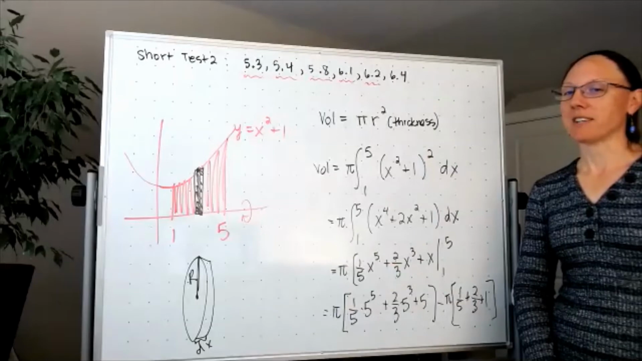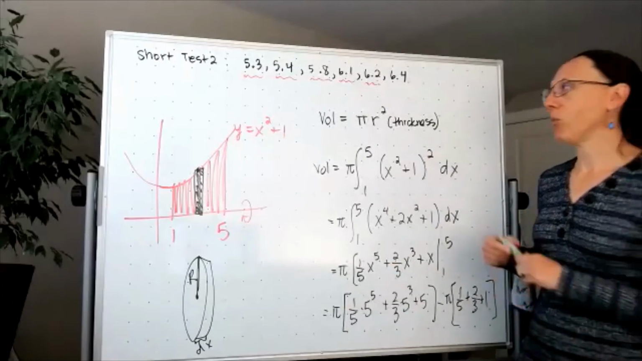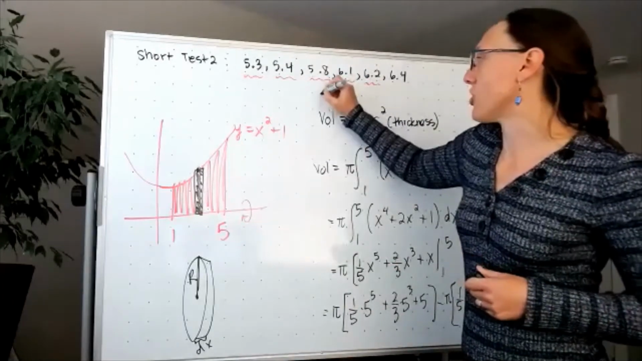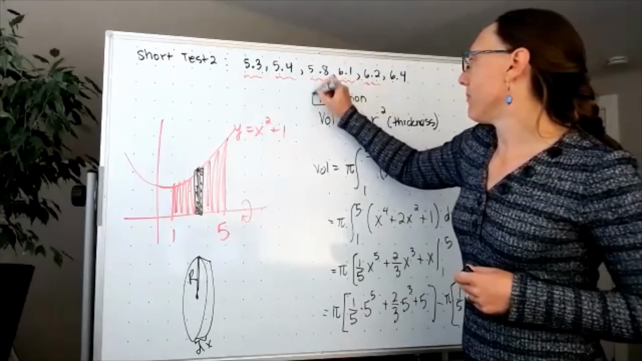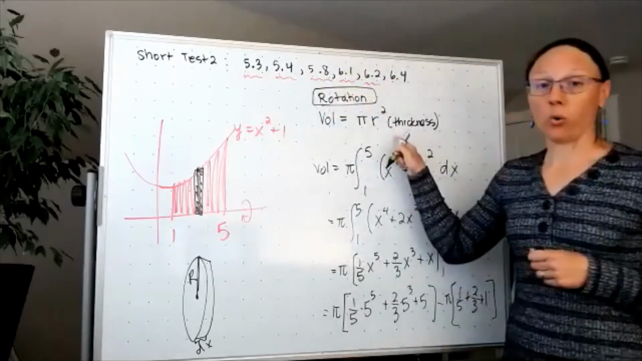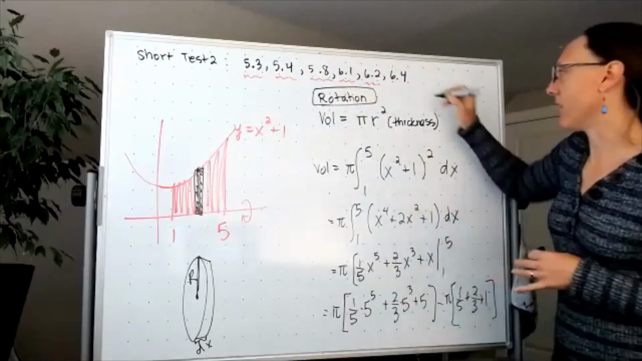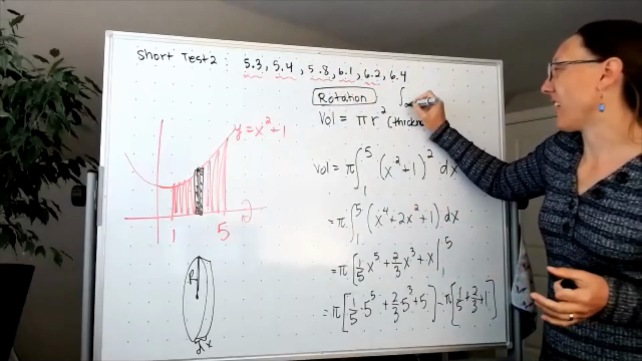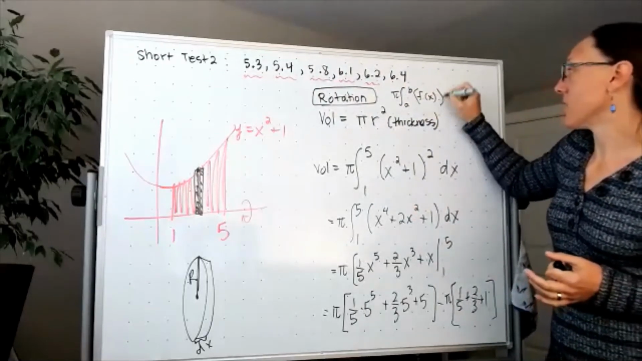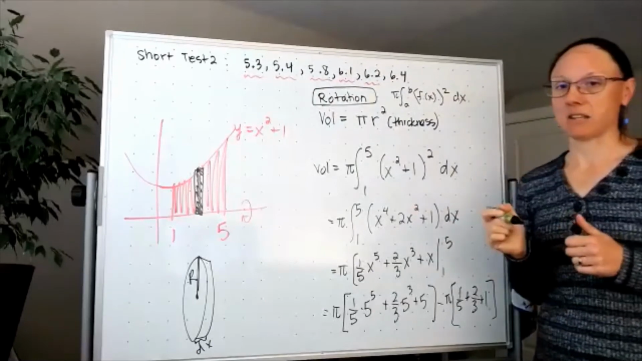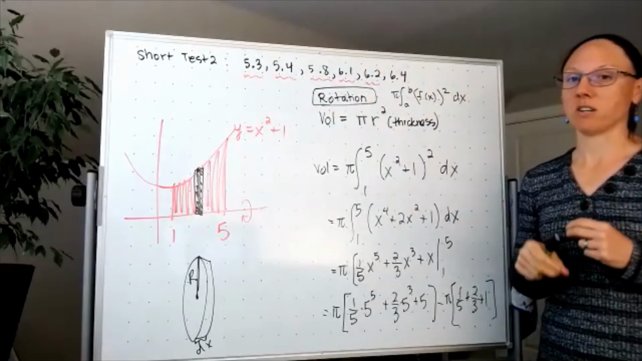So I know where the next, well, I think I know where the next question is headed. If we are doing a rotation, we're only ever going to use this formula. We're only ever going to use essentially the integral from a to b of pi f of x squared dx. That's all we're dealing with if we're talking volumes of rotation for 17b.